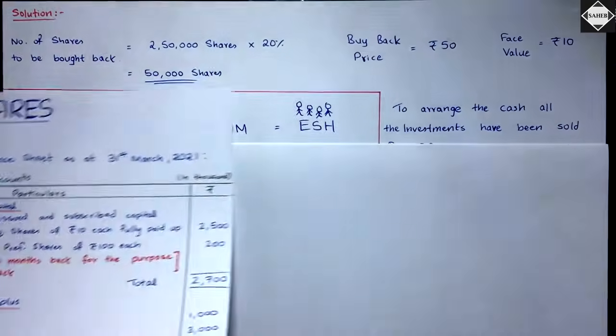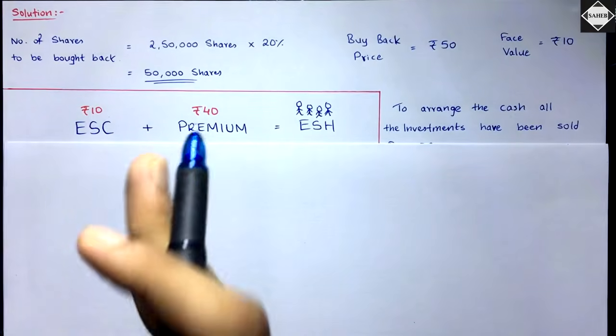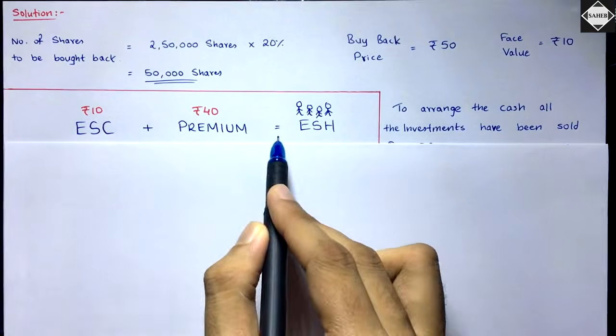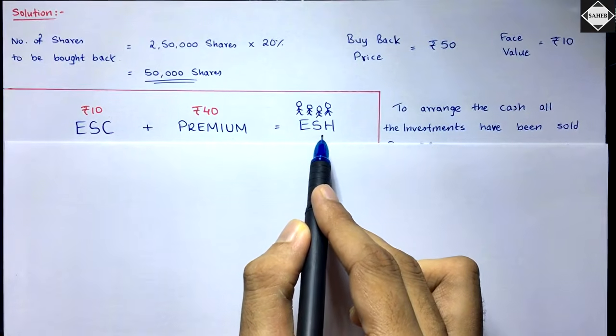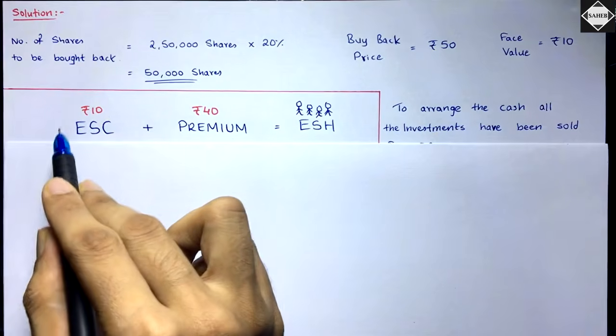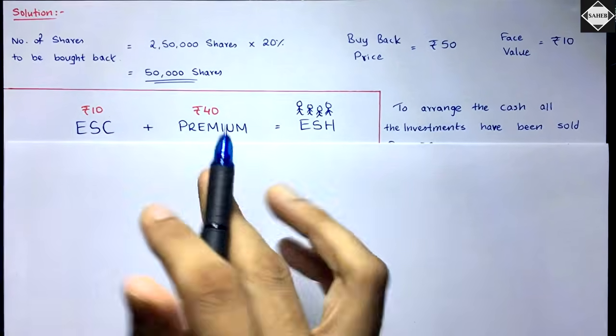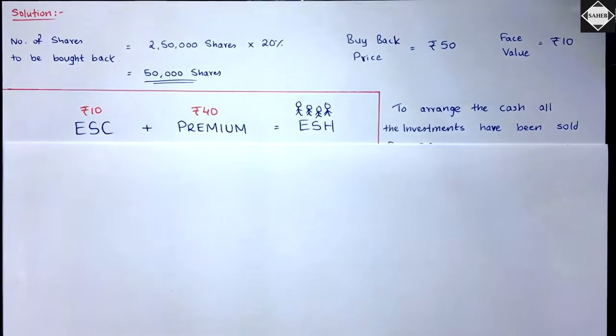Fine. So now what you have to do, let's jump into the equation. See, the equation is very simple. Equity share capital plus premium is equal to equity share holders. This is just the capital, just the face value, plus whatever extra that will be paid over the face value. Both these things will be paid to equity shareholders. Fine. So now let's calculate all these things.